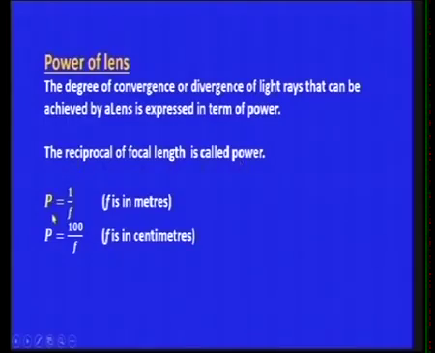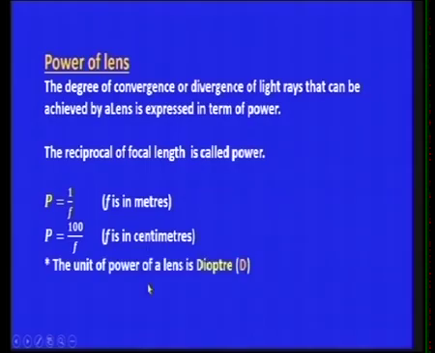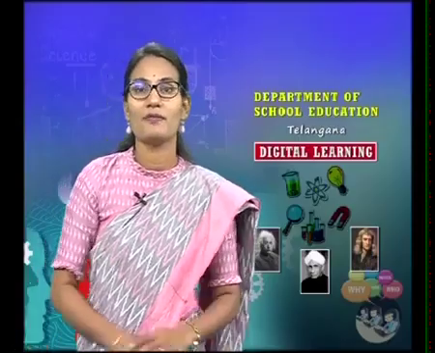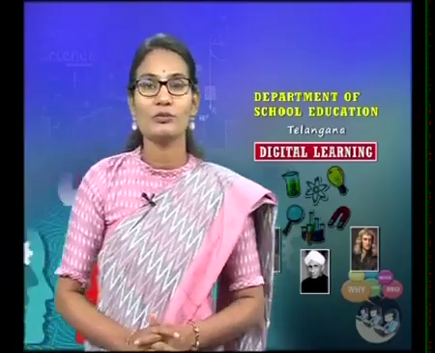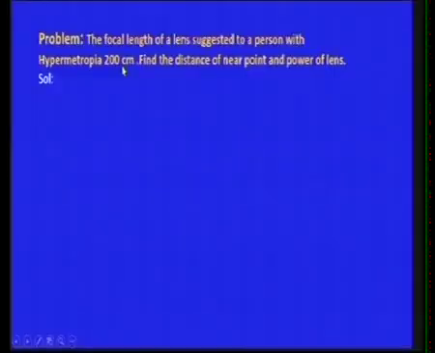Power of lens P equal to 1 by F, whenever F is taken in meters. P equal to 100 by F, whenever F is taken in centimeters. The unit of power of lens is diopters. To understand this power of lens, let us do one small application problem. Observe here, the focal length of a lens suggested to a person with hypermetropia is 200 centimeters. Find the distance of near point and power of lens.